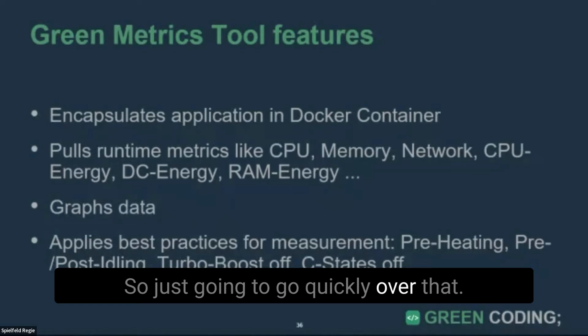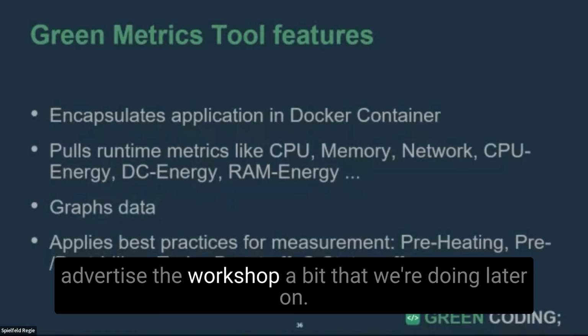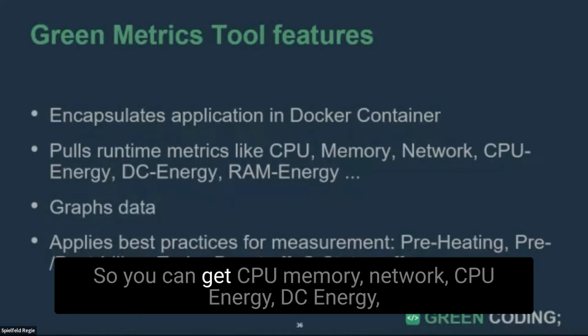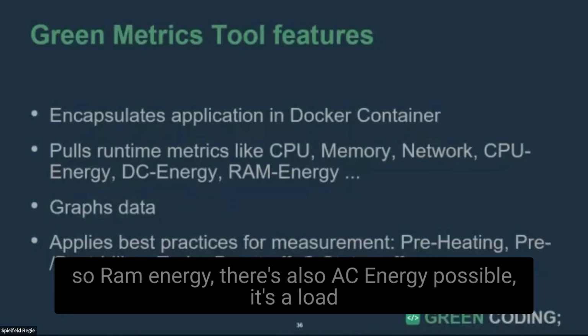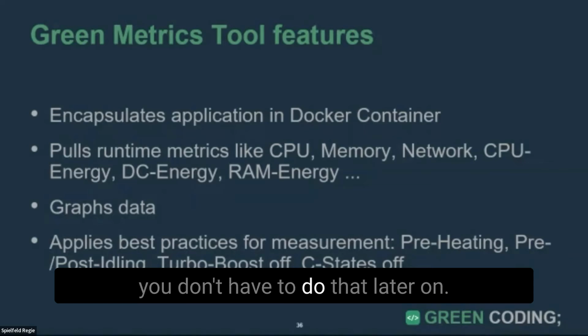I'm just going to go quickly over that, because not everybody is a dev, but I want to whet your appetite for the workshop that we're doing later on. You can get CPU, memory, network, CPU energy, DC energy, so RAM energy, and there's also AC energy possible. It's a load of metrics. It graphs the data out for you, so you don't have to do that later on. And it applies some best practices.